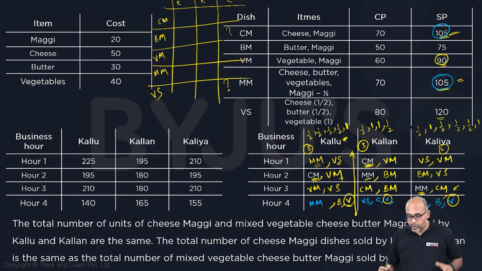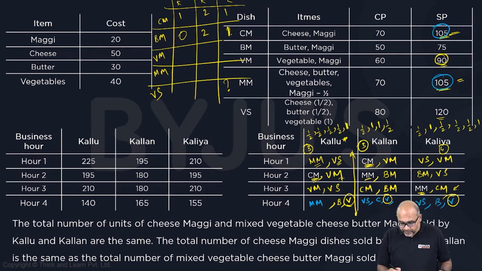So CM, how many CMs did Kallu sell? Kallu sold only one CM. Then you have Kalia selling 1, 2. Kalyan sold only 2 CMs, and Kalia sold 1 only. Similarly, BM was sold by, okay, they did not sell. Then the second person sold 1, 2 only, and Kalia sold how many BMs? 1, only 1.